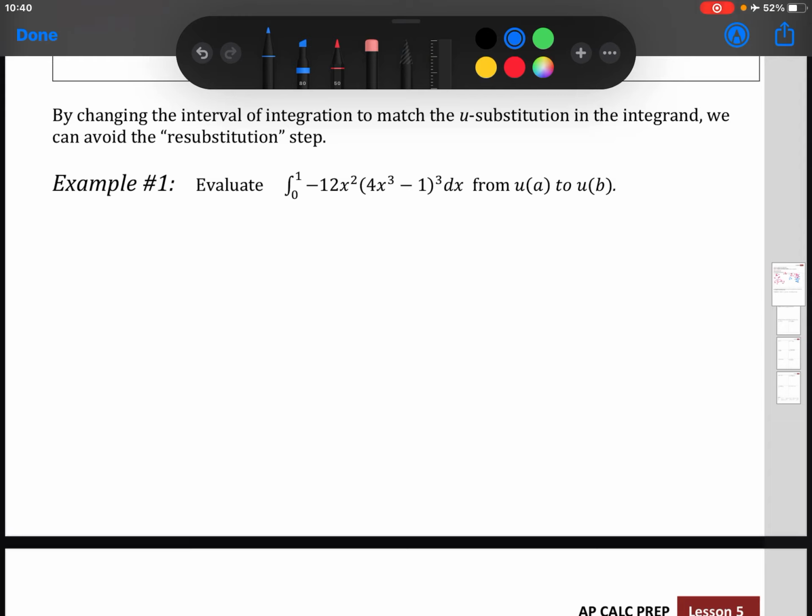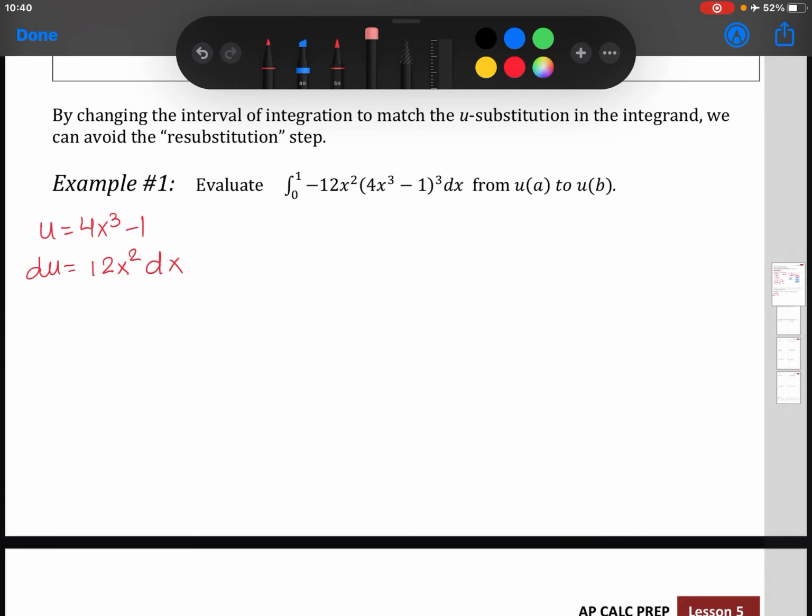So here you're given this integral and your bounds are given. Okay, few things that you need to keep in mind. These bounds are only for your x. So when you do your u substitution, you can't use these bounds. So what do you want to pick your u to be? Let's pick our u to be 4x cubed minus 1. So my du would be what? 12x squared dx, right? But look here, I have what?